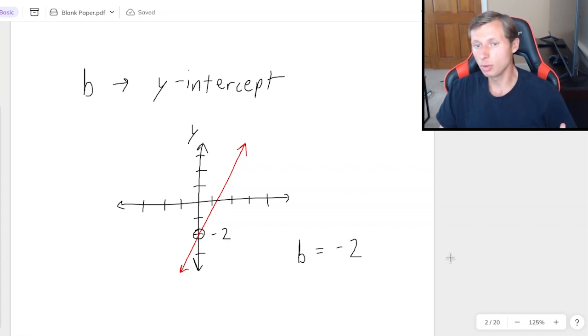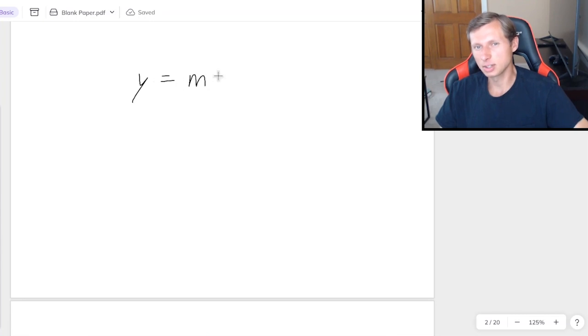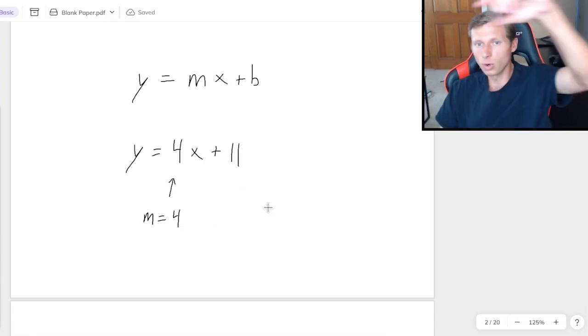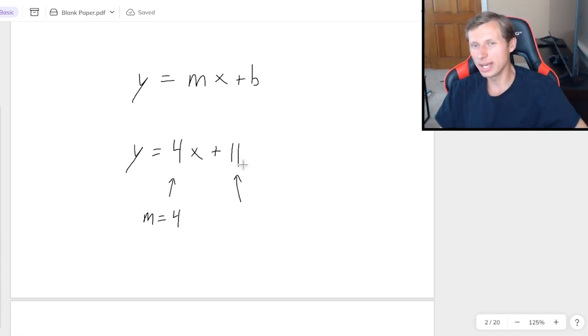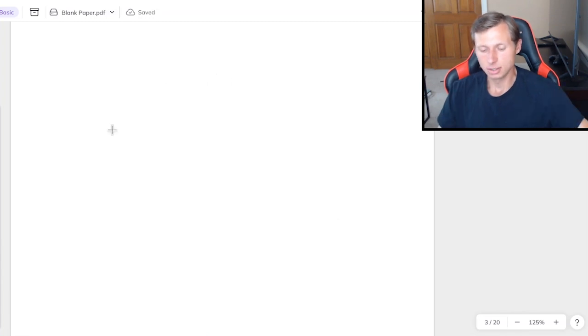So once you have the slope m and the y-intercept b, we just put it all together to write y equals mx plus b. And so for instance, if I say y equals 4x plus 11, immediately you know that m, the slope, is going to be 4, up 4 over 1. And you know that the y-intercept, where it crosses the y-axis, is going to be at positive 11. And with that information, that's all you need to graph. So with that being said, let's look at some examples.